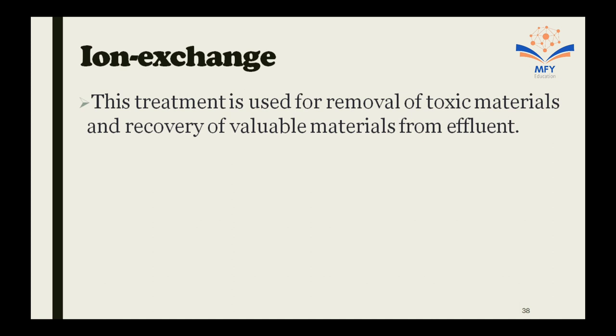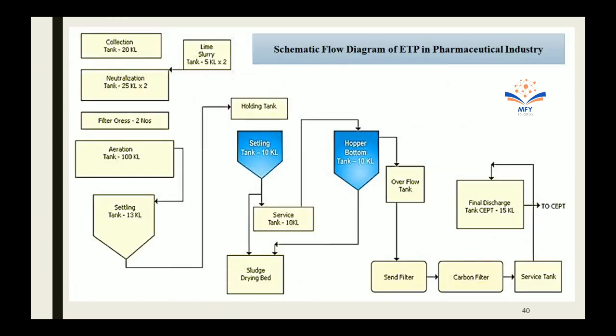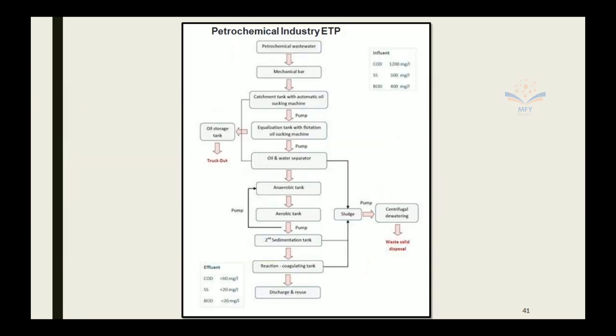These are some flow charts, a systematic flow diagram of ETP, effluent treatment plant in automobile industry, which may be familiar to you. These are the industrial systematic flow diagram, and the other one is pharmaceutical industry. You can easily see what sort of treatment is available in pharmaceutical industry, and the last one will be petrochemical industry ETP, where petrochemical wastewater comes in, while the discharge and reuse comes out from the bottom. And there are different steps: mechanical bars, oil and water separator, aerobic tank, then second sedimentation tank, reaction coagulating tank.